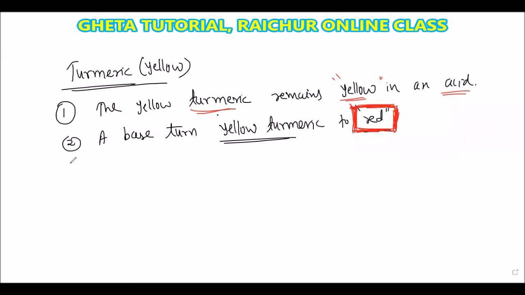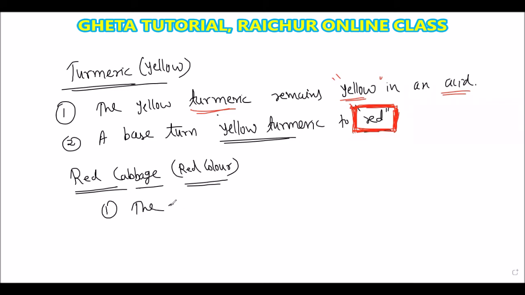In the red cabbage, the same thing happens. What is the color of red cabbage? Obviously it is red; the name itself gives you the idea. So what about in acid? In acid there will be no change in color. The red cabbage remains red in acid.